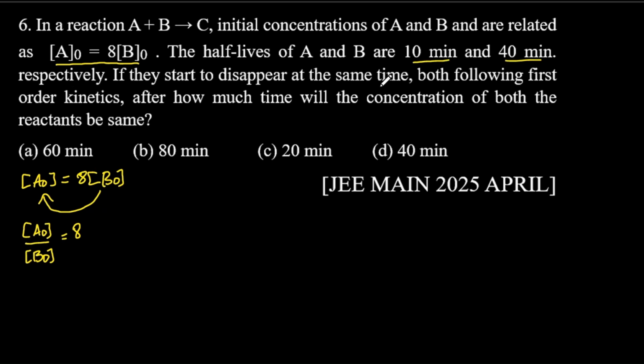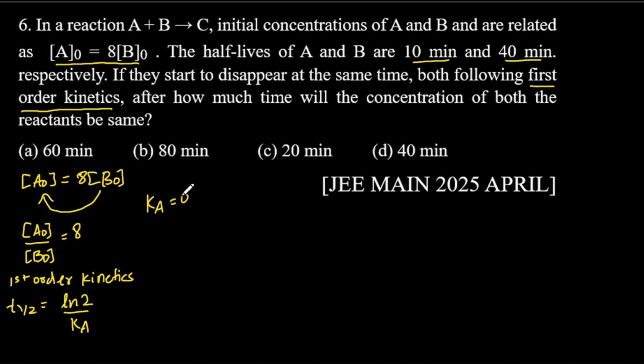If they start to disappear at the same time, both following first order kinetics. So here it is mentioned as first order kinetics, and their half-life is given 10 minute and 40 minute. Half-life is equal to 0.693, that is, we can write this as ln 2 divided by rate constant K. So here two reactants are there. So first let us take Ka. So we can find Ka using this.